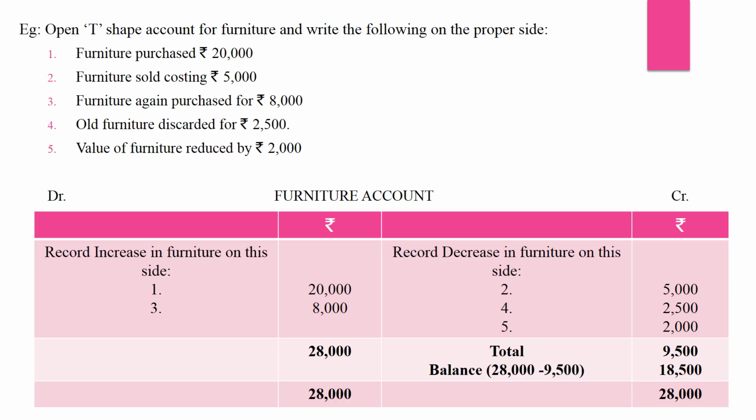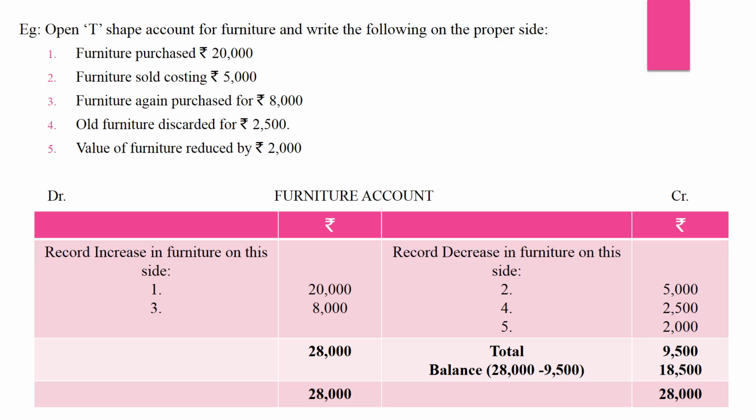Next is your furniture sold. You sold furniture, so decrease in value of furniture 5,000. Decrease in furniture will be recorded on the credit side. So second transaction 5,000 credit side. Next, furniture purchase 8,000. Again the firm purchased furniture for rupees 8,000. So increase in furniture will be recorded on the debit side. So third transaction, write on the debit side 8,000.